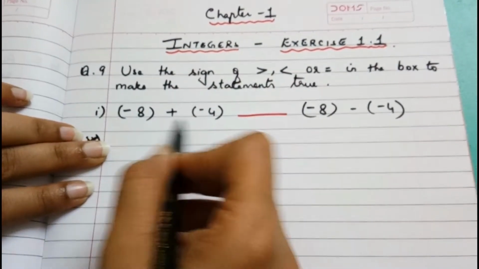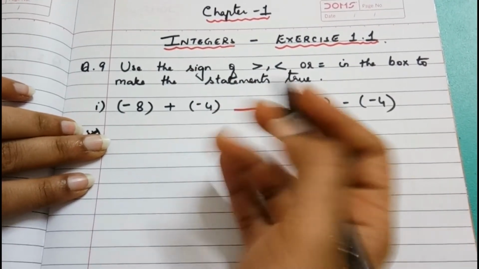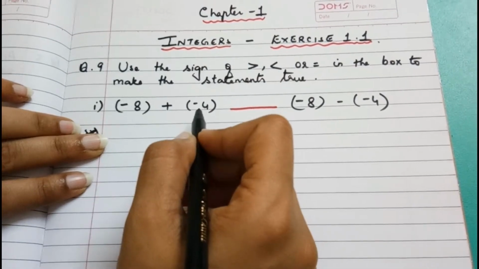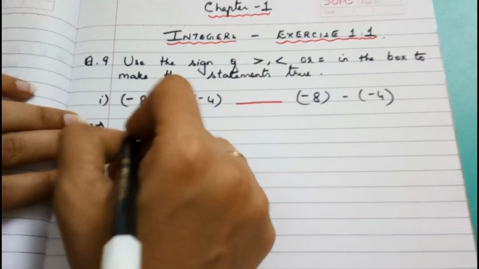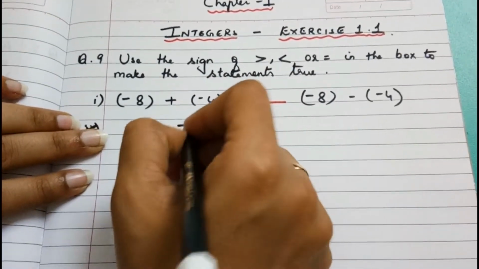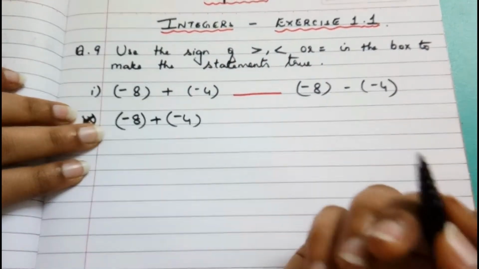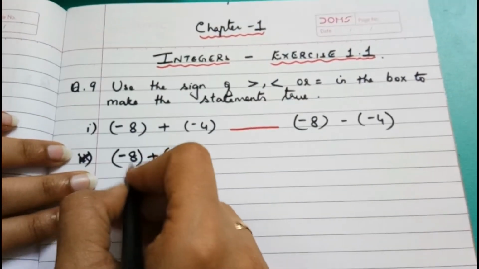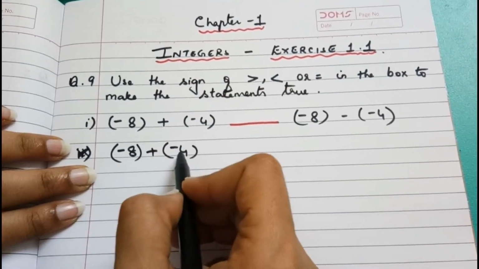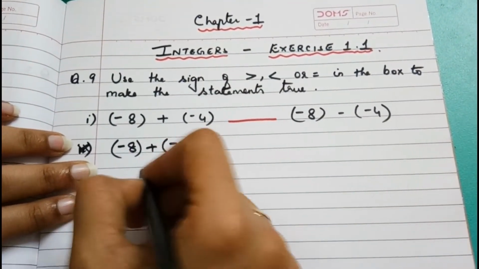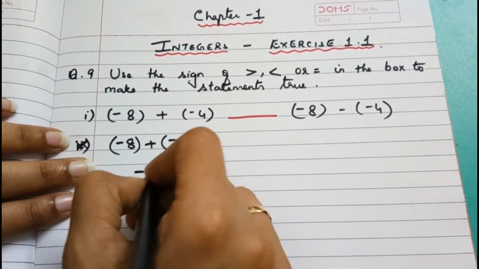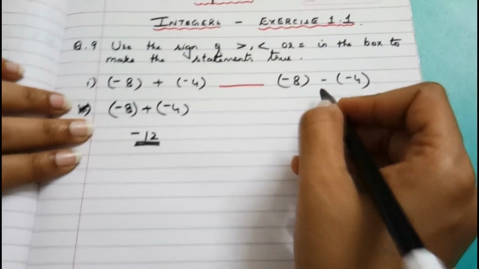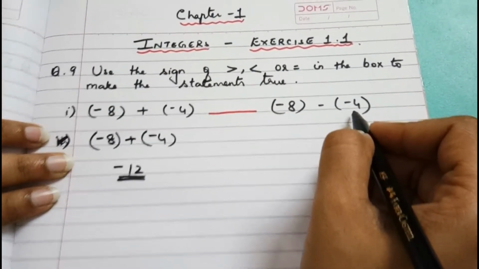-8 plus -4. We have learnt earlier, when we add two negative integers, -8 plus -4, we always get a negative integer. So that is 8 plus 4, or we can also say minus and minus becomes plus. So we get the answer as -12.